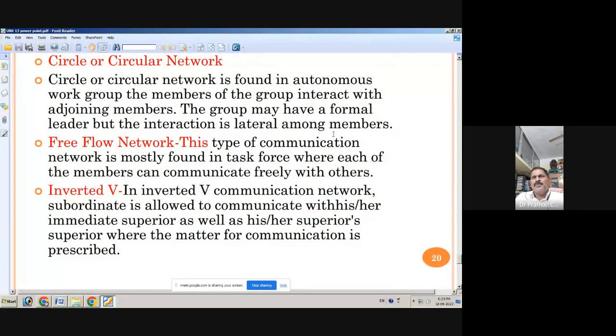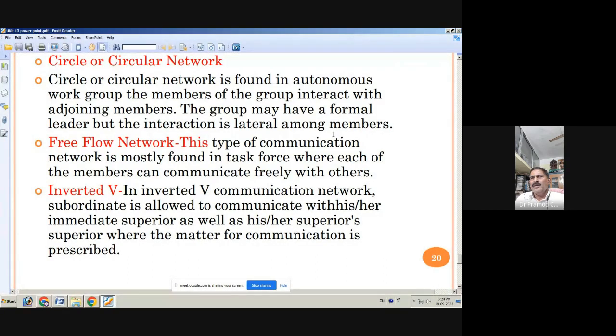Lately, they will have to discuss. The free flow network is there because this type of communication is found in a task force where each of the members can communicate freely with others. Suppose a task force is there, they will have to work together. They can exchange ideas among themselves. That is the free flow. Freely they can communicate the message with themselves.